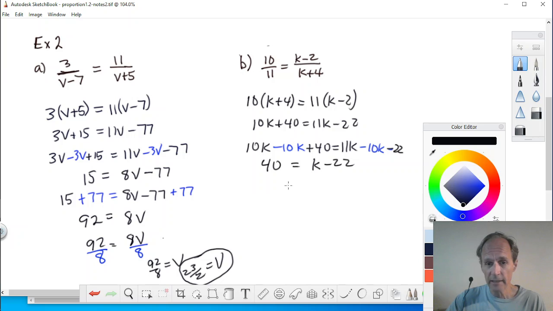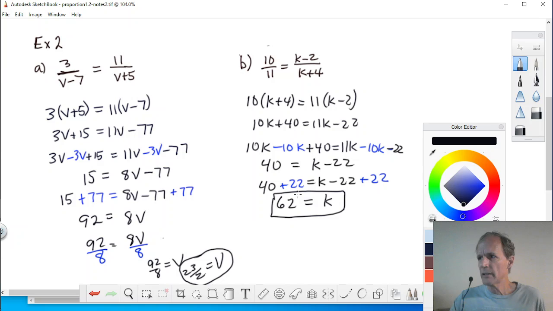Add 22 to both sides. 40 plus 22 equals k minus 22 plus 22. Okay, so on the left, 40 plus 22 is 62. On the right, we're left with just k. Worked out good. That's it.